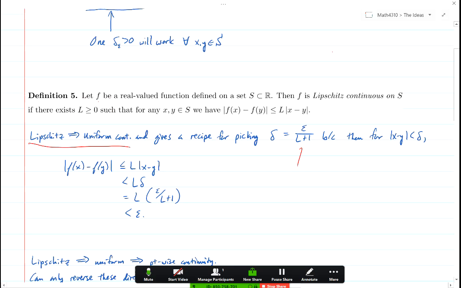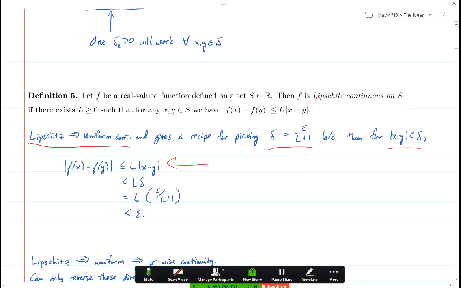So basically, once you've picked an epsilon, consider any epsilon greater than 0, let epsilon be greater than 0, this is how you construct your delta. And then you say, hey, look, if |x minus y| is less than delta and f was Lipschitz continuous, then that means that |f(x) minus f(y)| is less than or equal to L times |x minus y|, right? It's just straight from the definition right there.